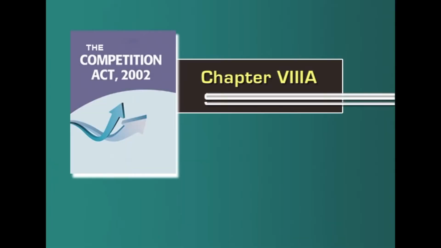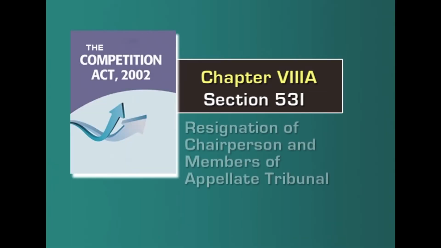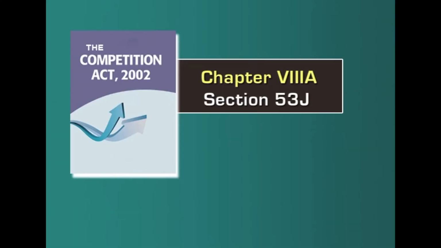Section 53H lays down the procedure for it. Section 53I deals with resignation of the chairperson and the members of the appellate tribunal. The only condition here which is relevant for our understanding is that any member or the chairperson choosing to tender a resignation would have to give 3 months notice or may have to continue in such position till a successor is appointed. Let us move on to the next section, that is section 53J.